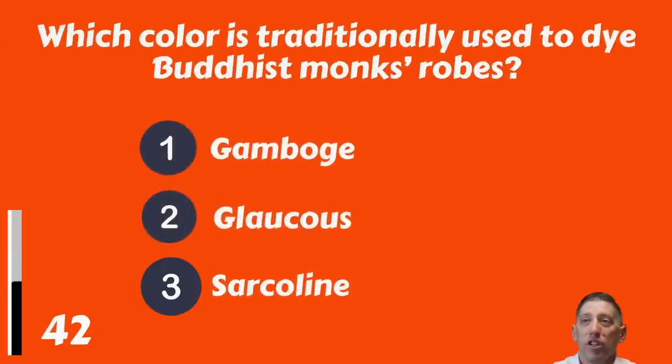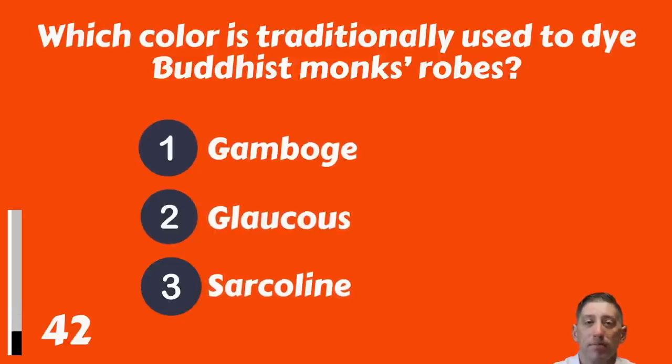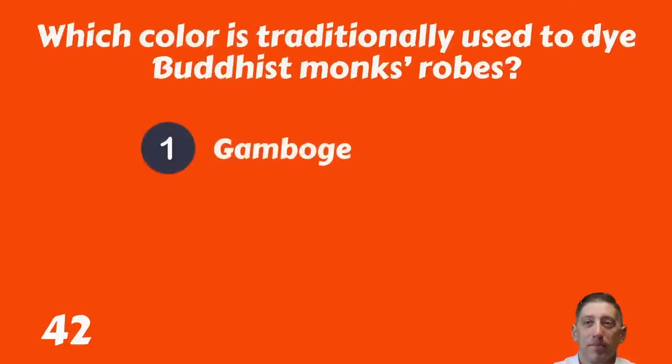What color is traditionally used to dye Buddhist monks' robes? Gamboge, glaucous, or sarcoline? Gamboge.